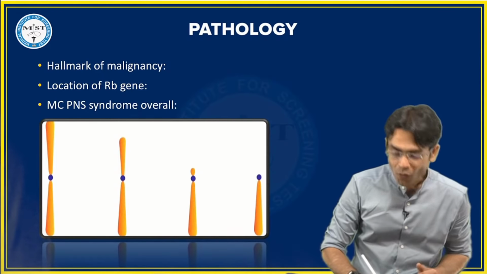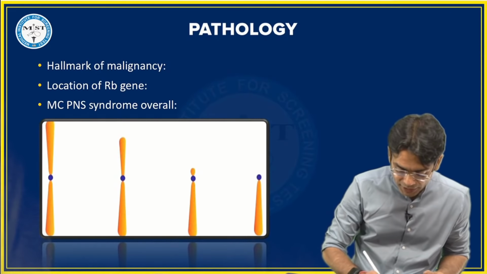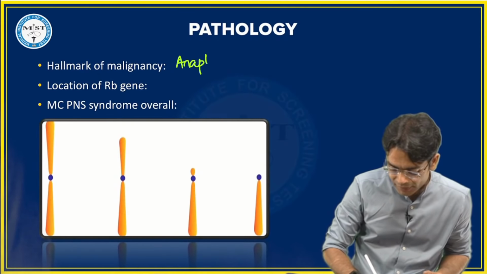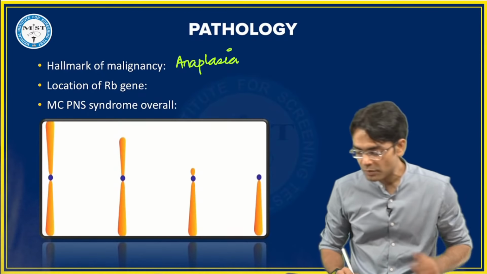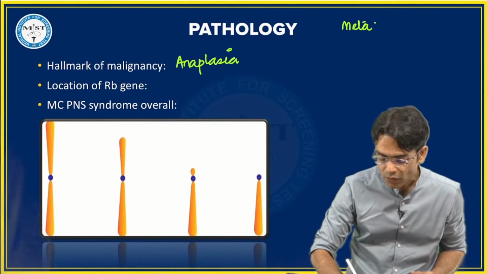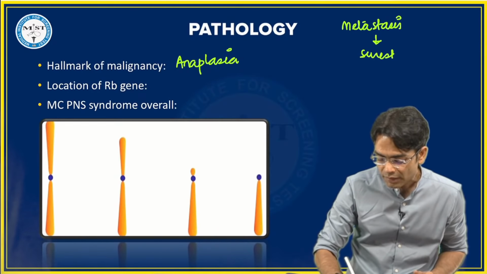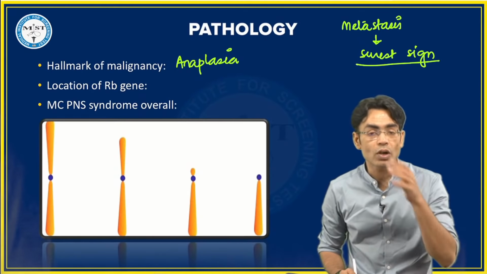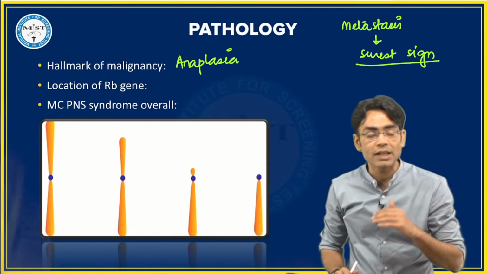Very good beta. Hallmark, if they are asking about hallmark, it is your anaplasia. And this is why I have asked this question, because some of you have given metastasis. Beta, if we are talking about metastasis, this is the surest sign of malignancy, it is not the hallmark. If they're talking about hallmark, it is going to be anaplasia.